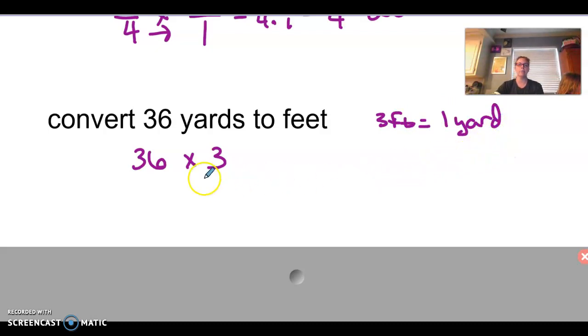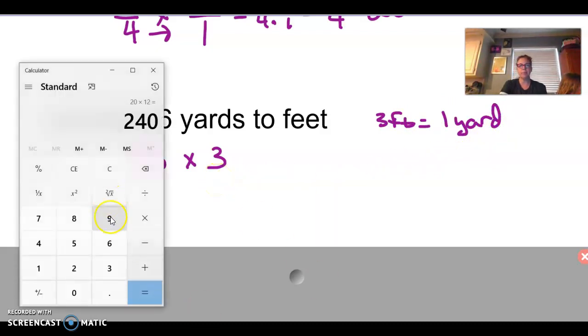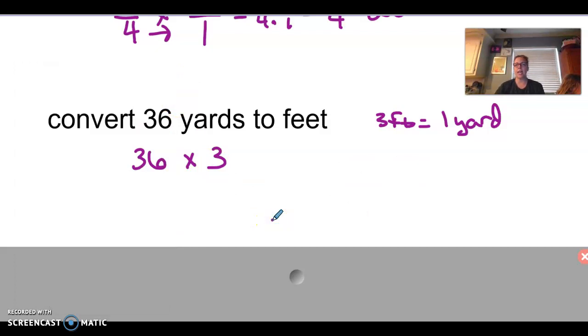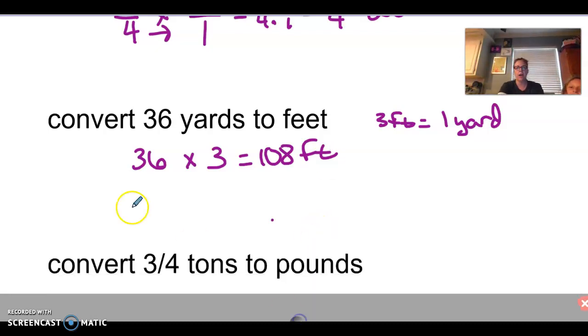I just didn't want to scroll back up. So 36 times 3 is 108. So 108 feet. So if we lined up 36 of these, there'd be 108 feet, because each of them is 3 feet. Okay?